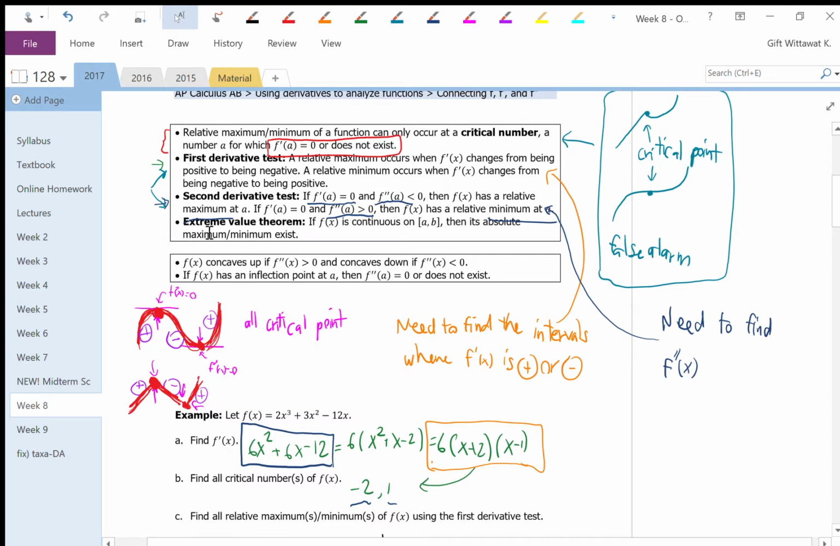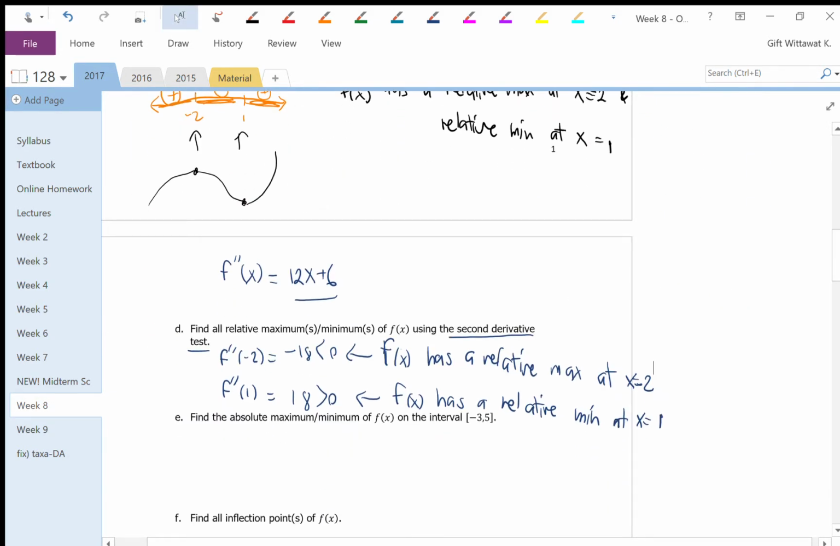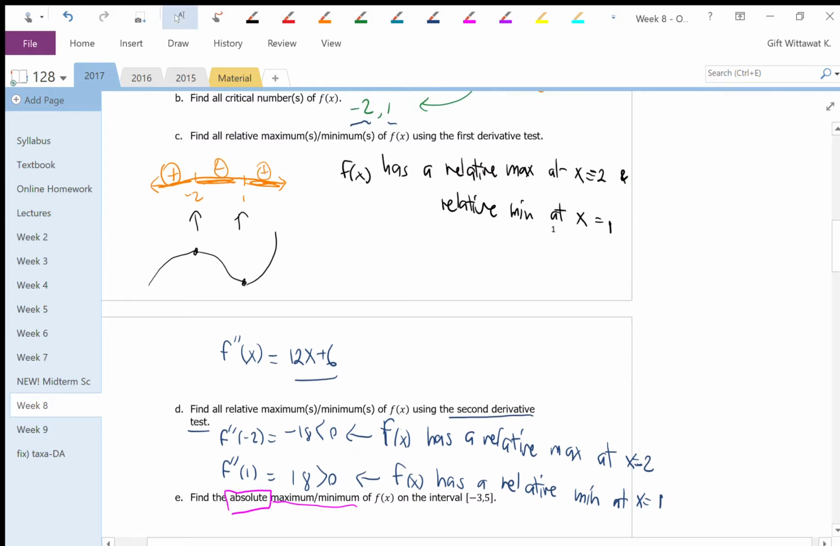Now then, the next part, E, asks to find the absolute max and absolute min of the function on the interval negative 3 and 5. So this part is concerned with the absolute min and max. The absolute min and max, once again, are the actual highest value of the function or the actual lowest value of the function.